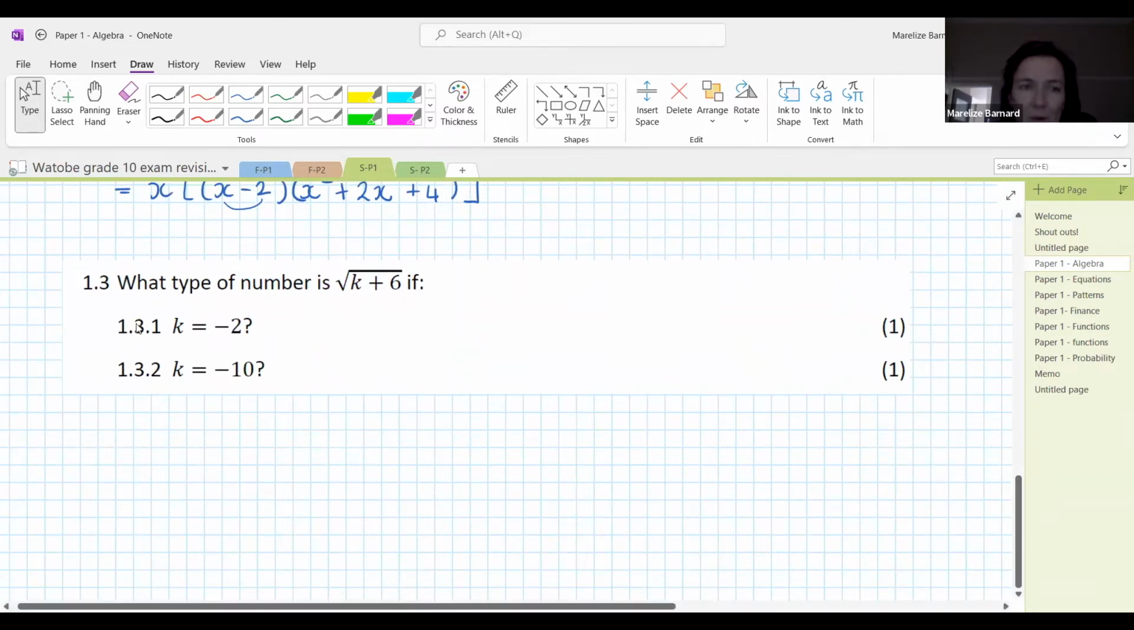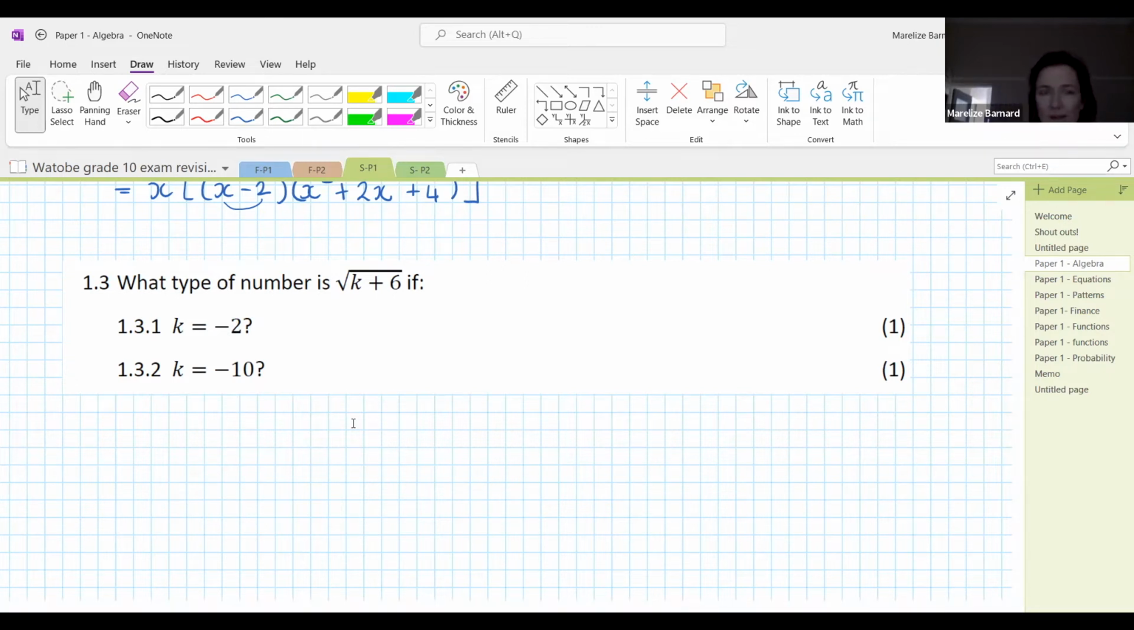Okay, let's go on to 1.3. This time for 1.3.1, put your answer in the chat. What type of number is the square root of k plus 6 if k is minus 2? So work out what goes under the square root if k is minus 2 and what type of number you get if you take that square root. Pop it in the chat. 1.3.1, what do you think?